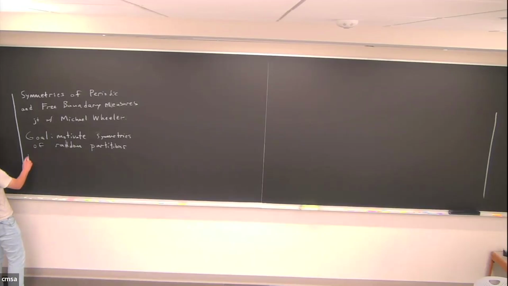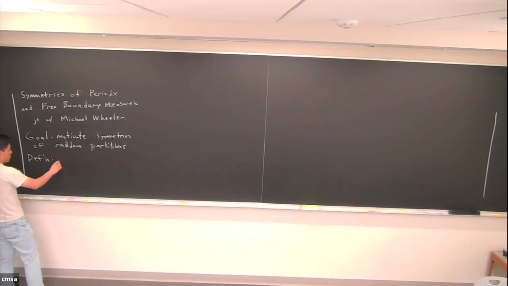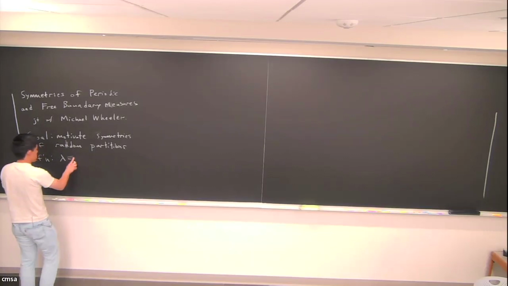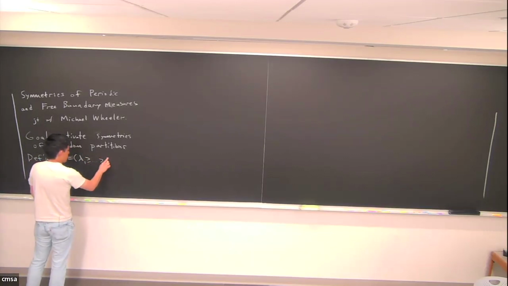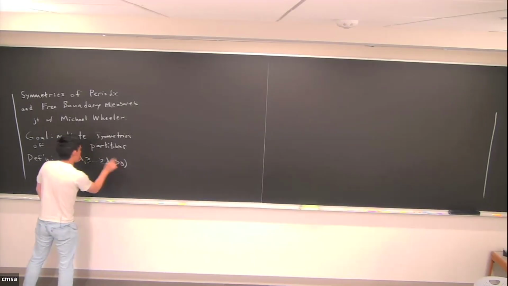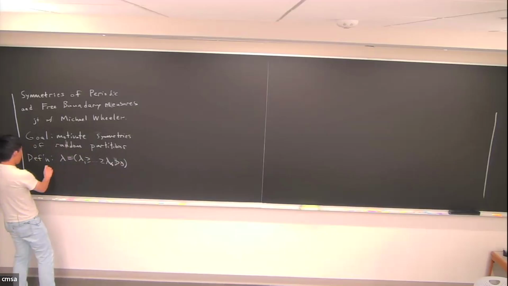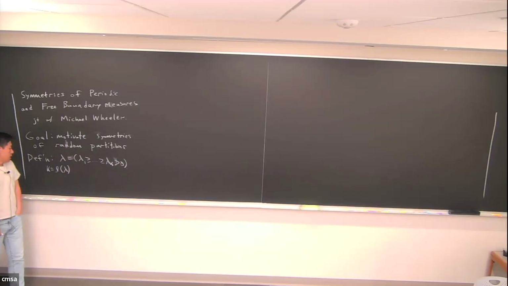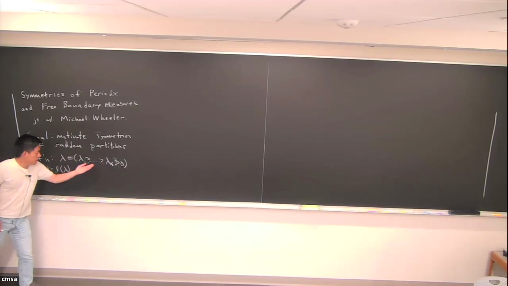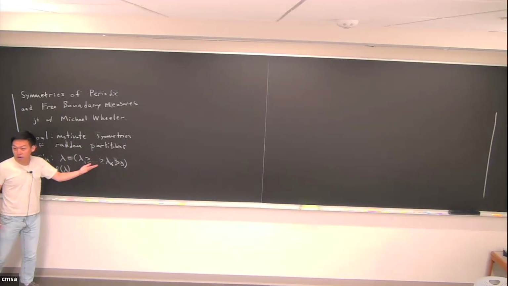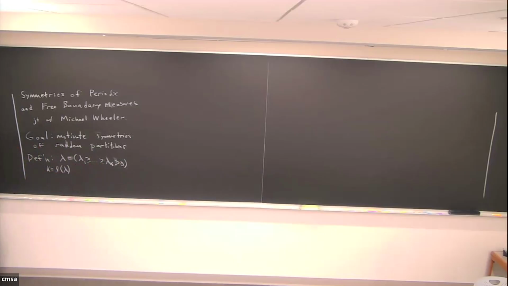So maybe at the beginning I should go a little bit slowly. I'll just give a few definitions. Recall lambda is a partition. For me a partition is going to be a non-increasing sequence of positive integers. L is the length of the partition, the number of numbers, and I'll usually refer to these numbers as parts. So this would be the first part of my partition.